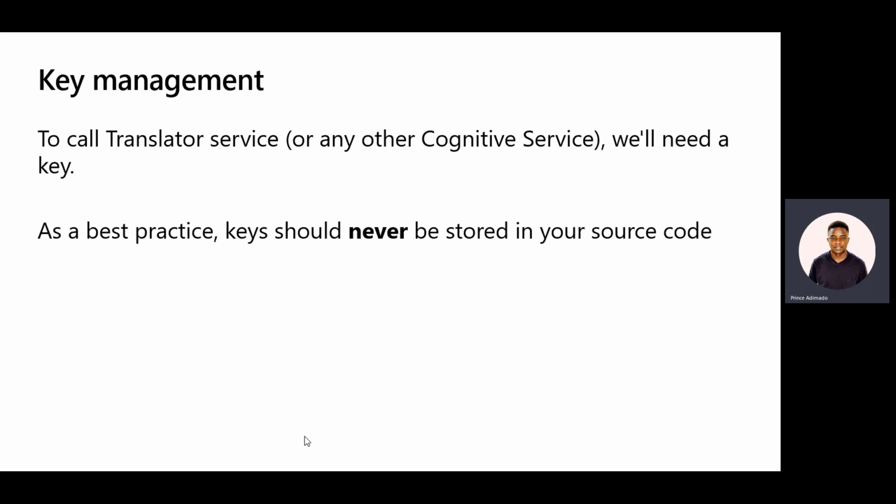To call the translator service, you need a key, right? As best practice, keys are never supposed to be stored in source code. So what we do is install a Python library called python-dotenv, which is a key management tool. You don't want to expose your key in your source code.